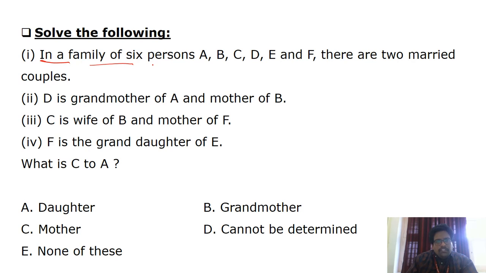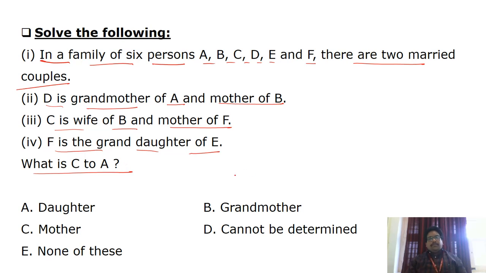In a family of six people, A, B, C, D, E, F, there are two married couples. Married means a double line. D is the grandmother of A and mother of B. C is wife of B and mother of F. F is granddaughter of E. What is C to A? I've just read the question, I have not written anything. Nothing goes inside the head if we do it like this. So what to do? First, go point-wise. There are 6 people, 2 married couples. Okay. So D is the grandmother of A.